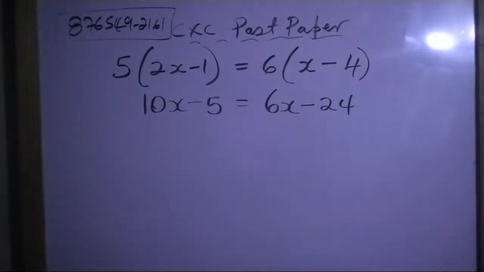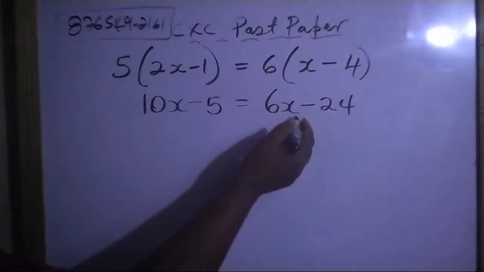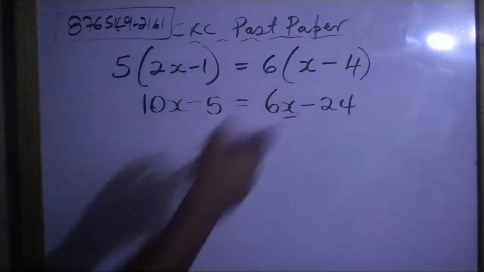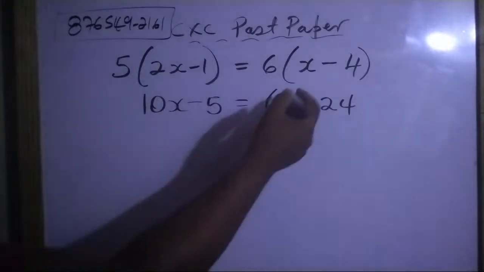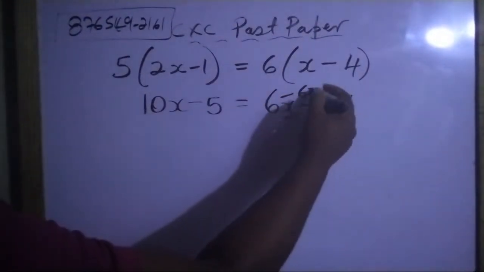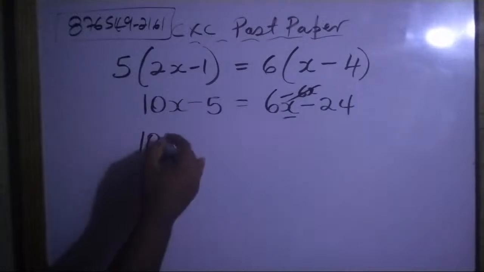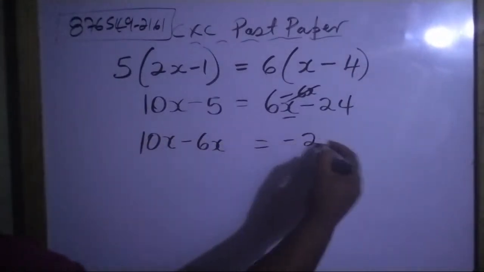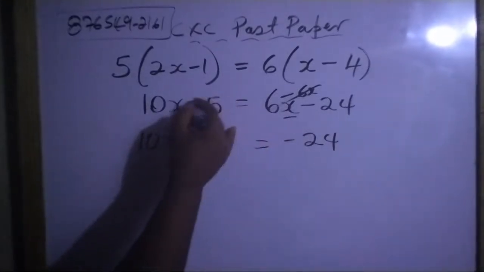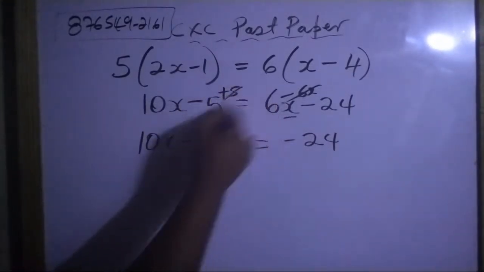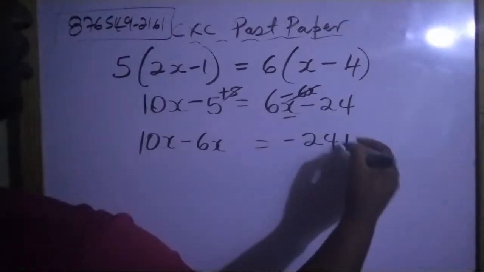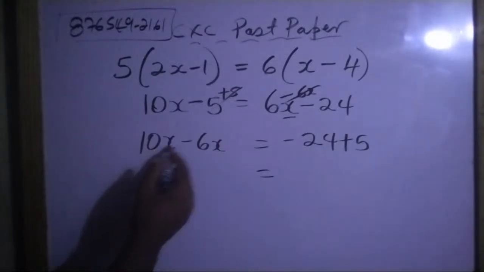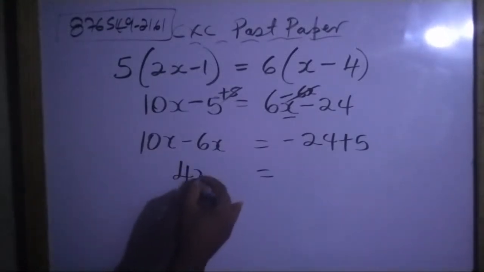Again, we need to group all our x's. So I'm going to carry over this 6x with the 10 and carry over the 5 with the 24. So I'm going to take the inverse, which is minus 6x. Anything I do to one side, I do to the next side. Put my negative 24. Because this is negative 5, I'm going to add 5, because I have to take the inverse. Someone was asking about that. So this now would give us 10 take away 6, that would give us 4x.